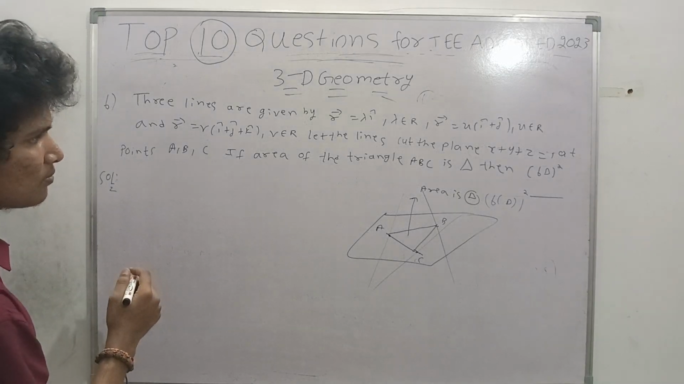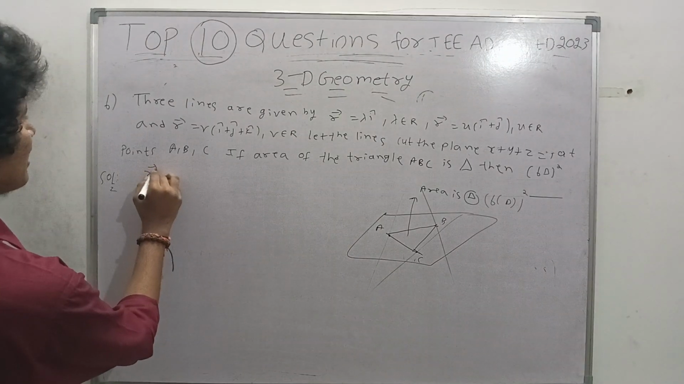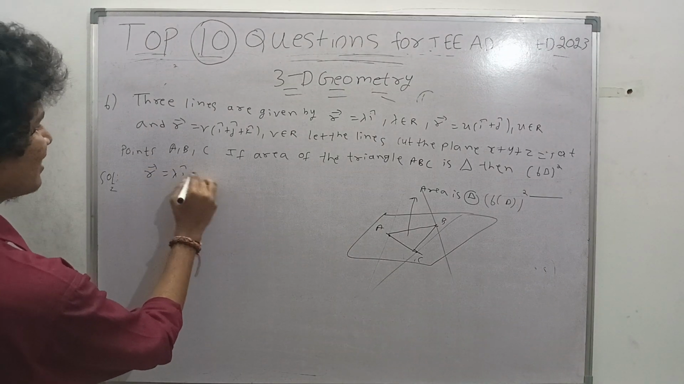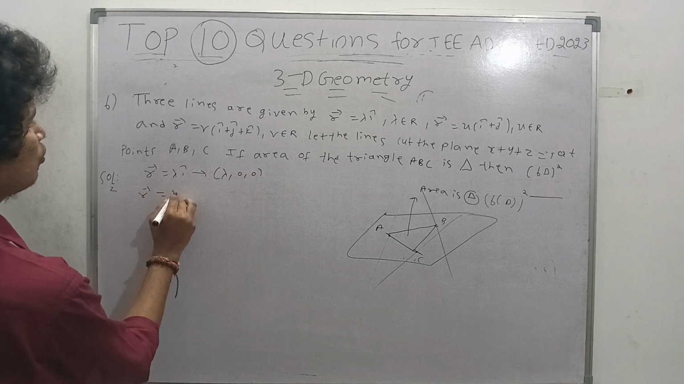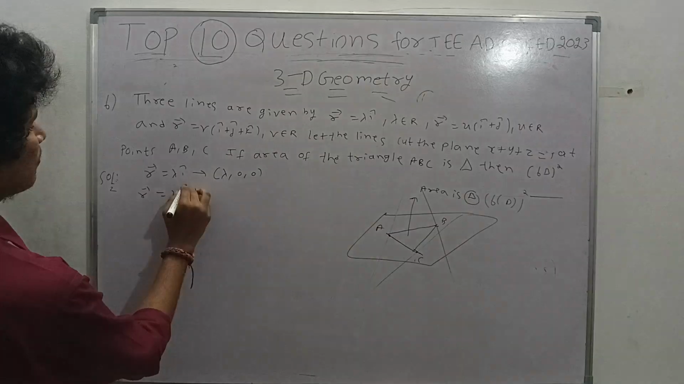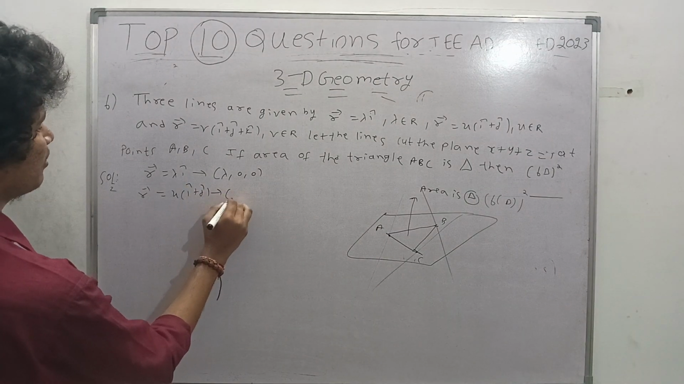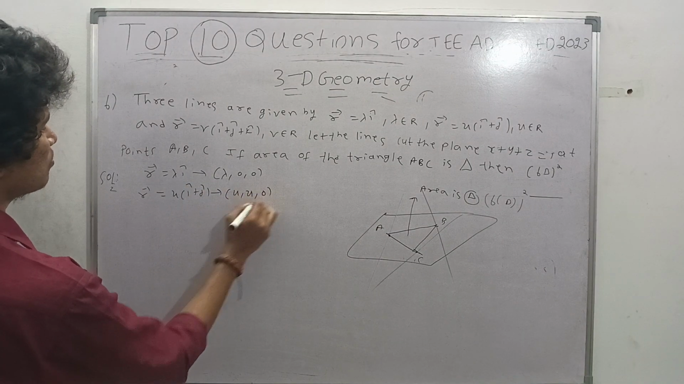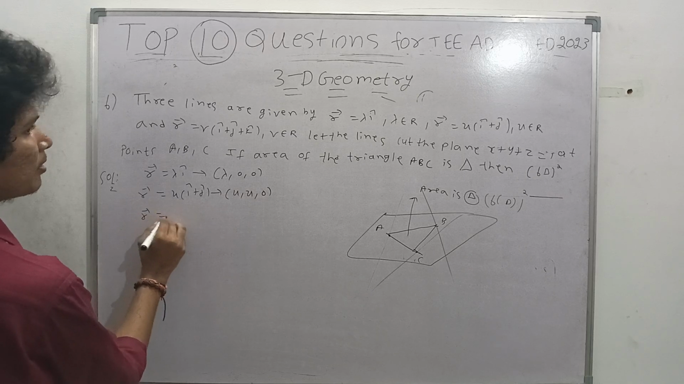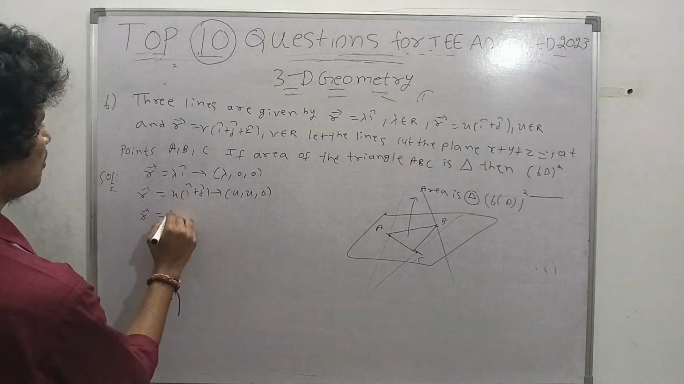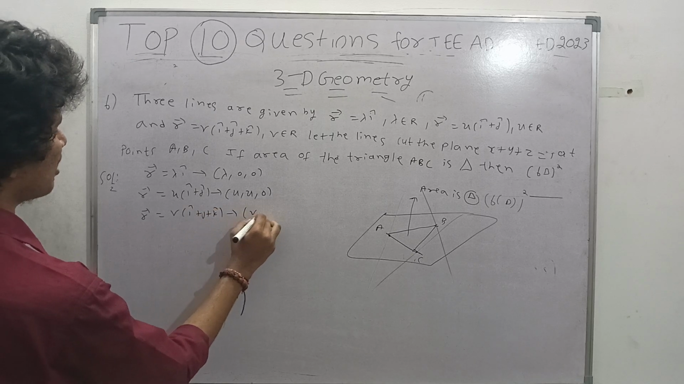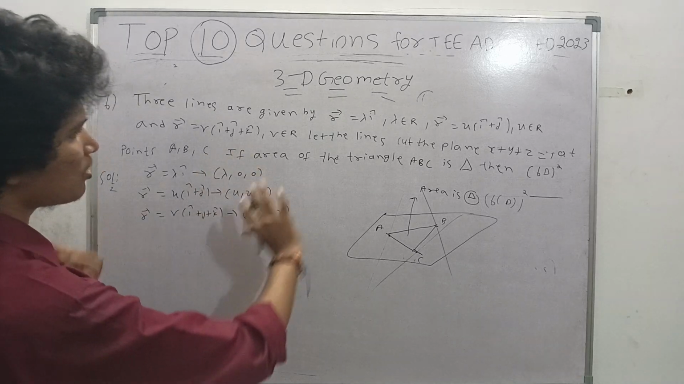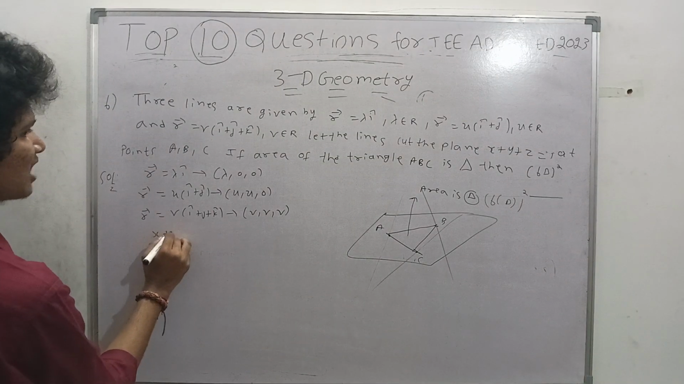So first of all, the first line, r equal to lambda i cap, I can write the general point as lambda, 0, 0. Another line, nu into i plus j, the point can be nu, nu, 0. Again r equal to gamma into i cap plus j cap plus k cap, I can write as gamma, gamma, gamma. Now these three points I can substitute in the plane. What is the plane given? x plus y plus z.